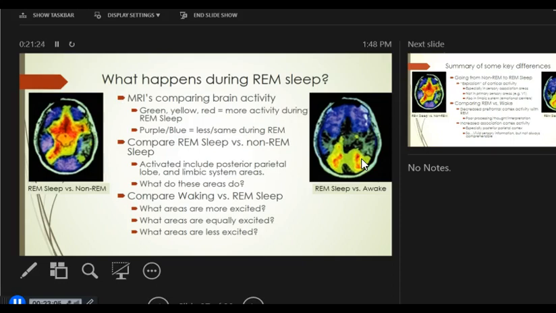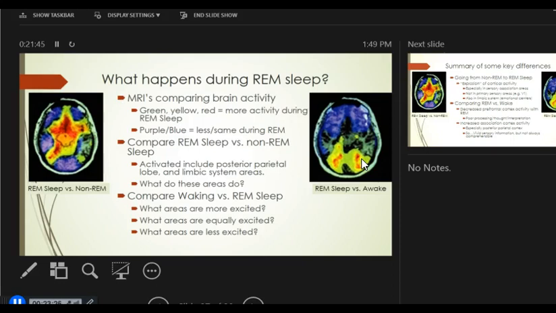Again, you can see there's not much coming in from your visual input, but there is still a lot of sensory processing going on in REM sleep, even more so in some areas. Like this is all posterior parietal lobe. So there's even more sensory processing going on here when you're in REM sleep versus when you're awake. But your whole frontal lobe, there's nothing going on.